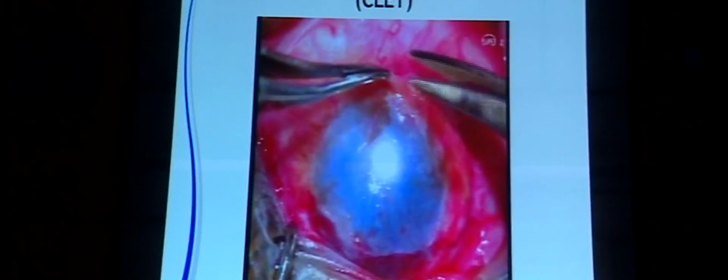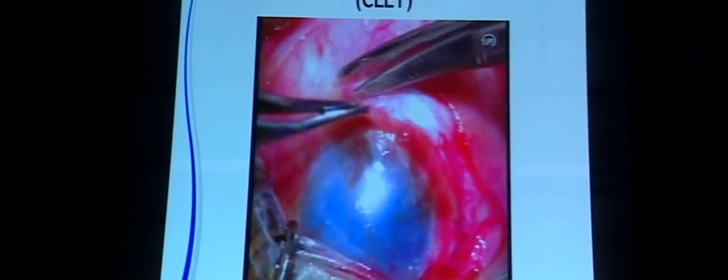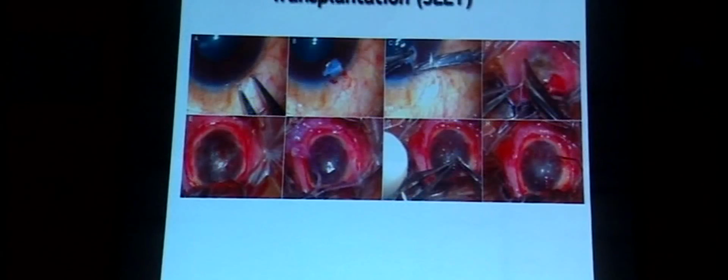Again, the first step, like any procedure here, is to remove the pannus from the surface, and then the amniotic membrane with the cultured cells is gently placed onto the surface and secured either with sutures or, whenever possible, with fibrin glue. About 70% success in 2 years.